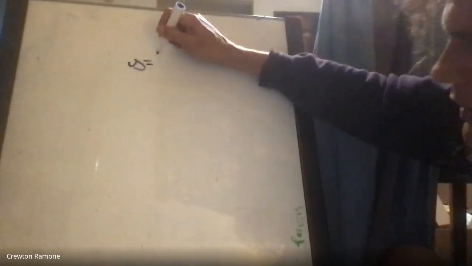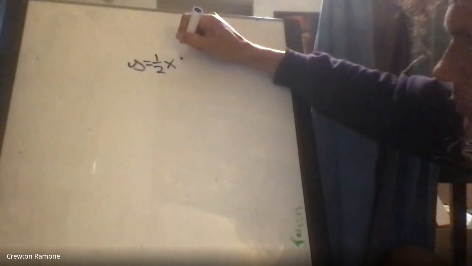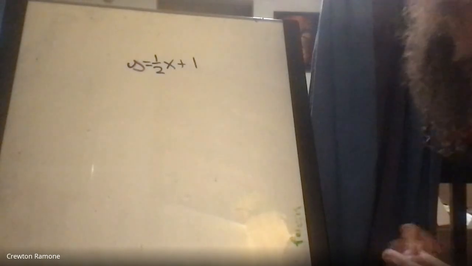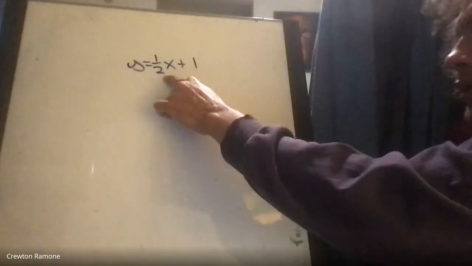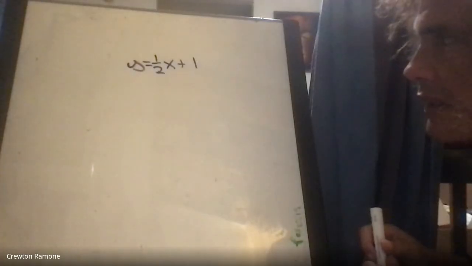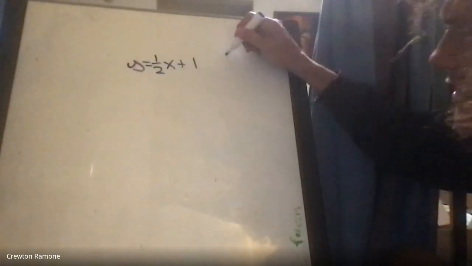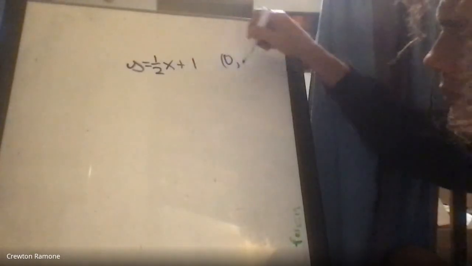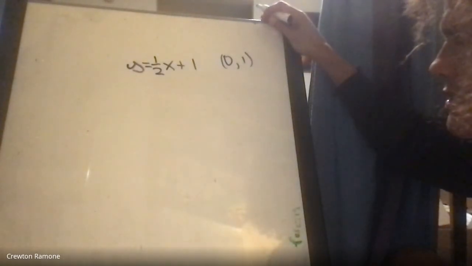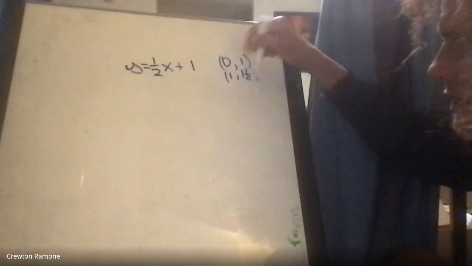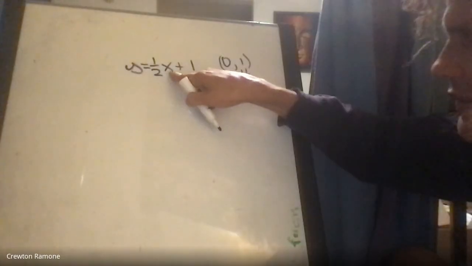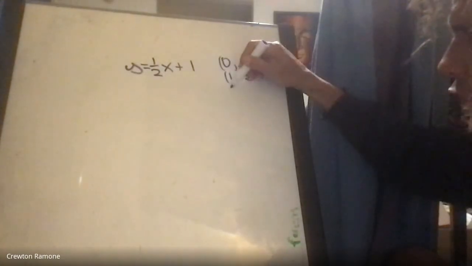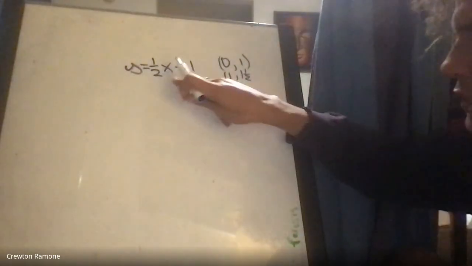Okay, anyway, y equals 1/2 x plus something simple like 1. Can you draw a graph of that? Let's figure out some points. What happens at 0? Well, at 0, it's 1. At 1, it's 1.5, isn't it? A half of 1 is a half, plus 1. At 2, we started with 1, and then at 2, I would have 2.